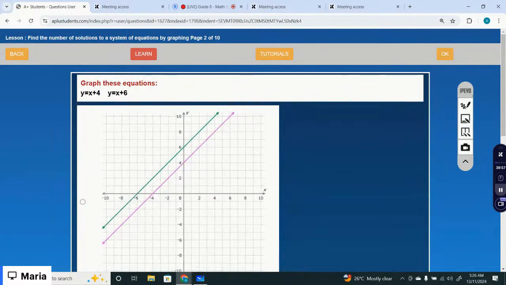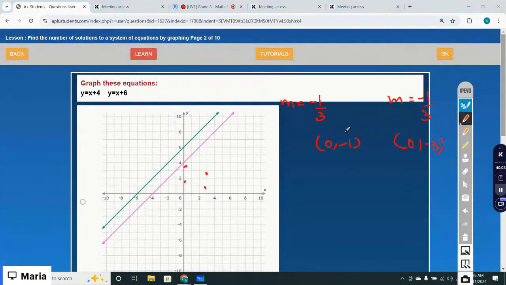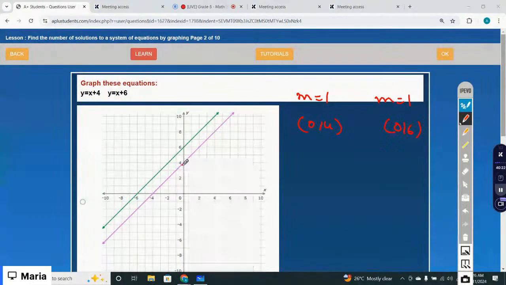Okay, graph these equations. y equals x plus 4 and y equals x plus 6. So which is the correct option? One thing I am going to tell you, if the two lines have exactly the same slope, that means they are parallel. So for these lines, they have exactly the same slope. They are parallel. Here is the y-intercept 0, 4. Here is the y-intercept 0, 6. They have slope 1, so move right 1, up 1. This line also has move right 1 and up 1. So if the two lines have exactly the same slope, that means the lines are parallel.